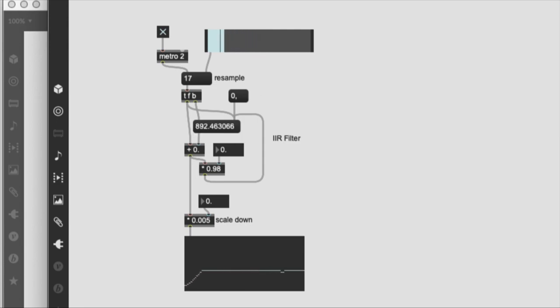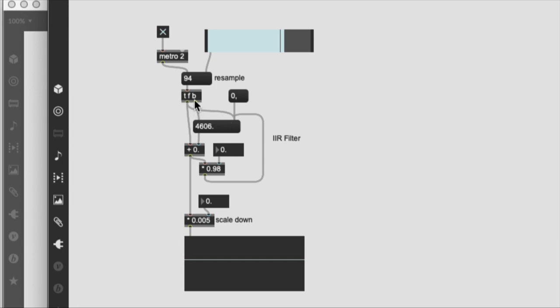So if I have a low input value, there is a low output value. If I have a high input value, there's a high output value. And essentially what I'm doing is slowing down the movement. So if I make a big jump, you see it goes there slowly. And that's what's happening.